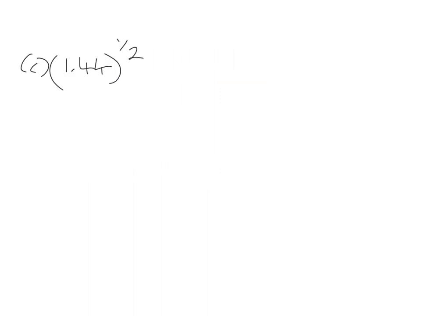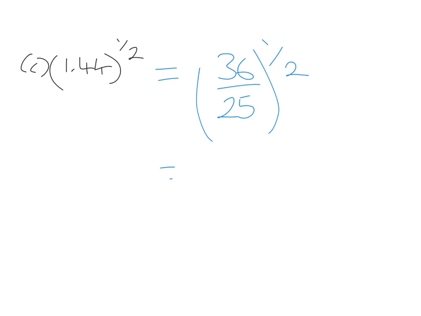Part C then, 1.44 to the power of a half. Whenever you have a decimal, first thing to do is change it into a fraction. So as a fraction, that's 36 over 25, and that's to the power of a half. Power of a half is the square root, power of a third is cube root, power of a quarter is the fourth root, and so on. So we're taking the square root of this fraction, which means you take the square root of the top and the square root of the bottom.